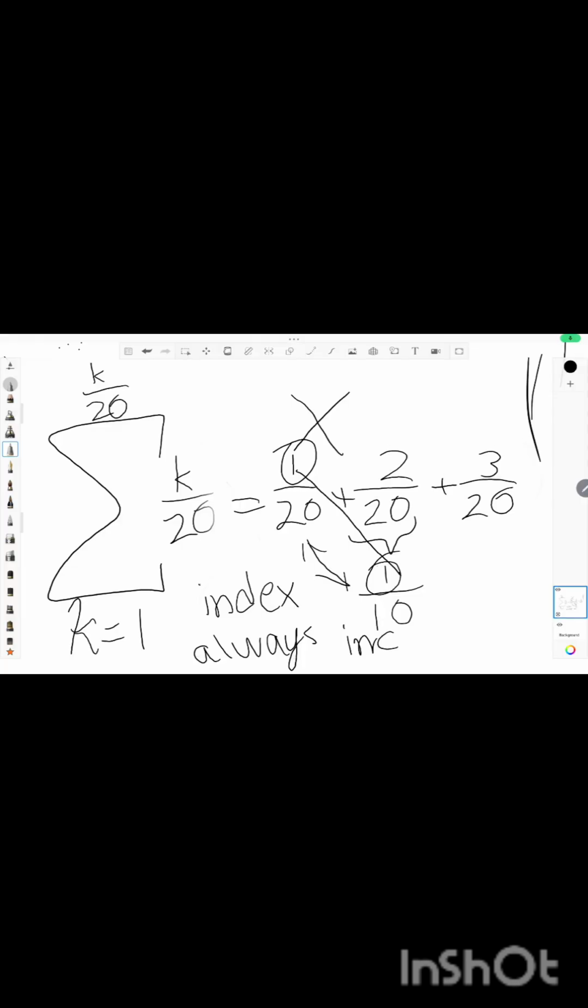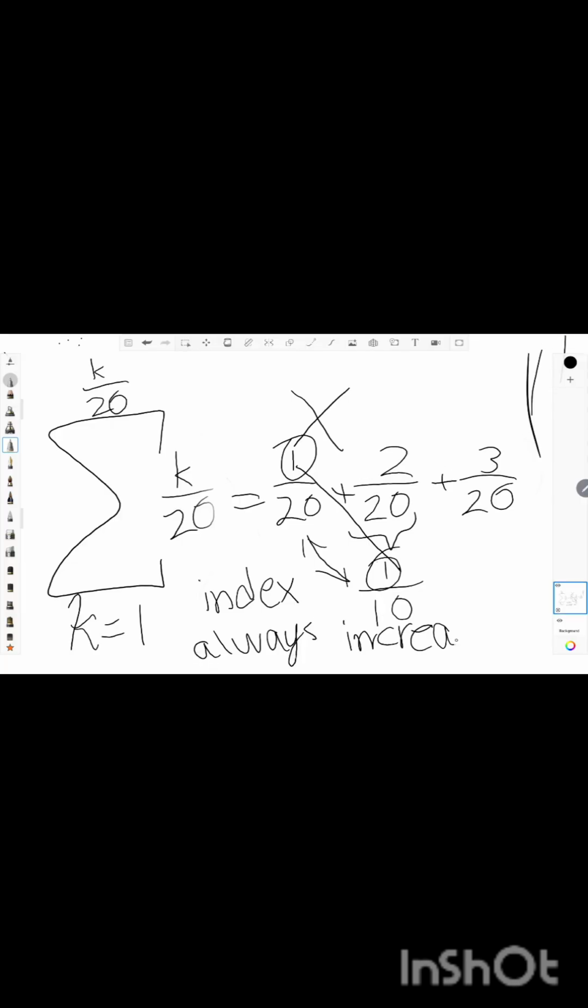So the index always increases with each term. So we're going to get rid of this entire board over here.